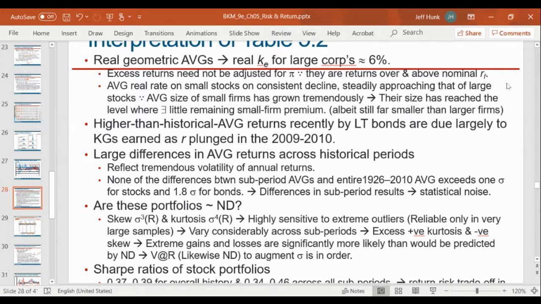It's not necessary. I mean, the magnitude of that risk premium is important, right? The magnitude is important. The magnitude of the difference is our concern, not whether it is adjusted for inflation or not. Average real rate on small stocks has been on consistent decline, steadily approaching that of large stocks. That was the trend.